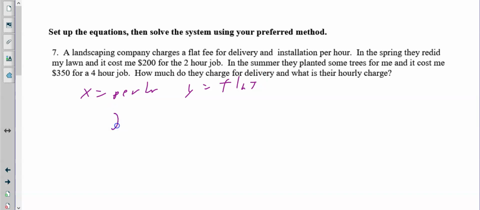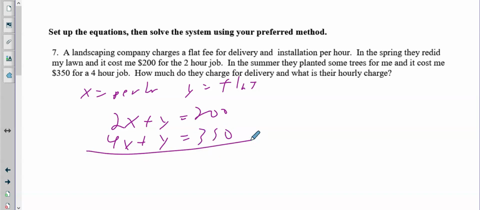So a 2-hour job, that's 2x per hour plus the flat rate equals 200. And then 4 hours plus the flat rate equals 350. And the easiest thing to do here is the smaller one, just make negative. Cancels. 2x equals, be careful, that's 150. So x is 75.